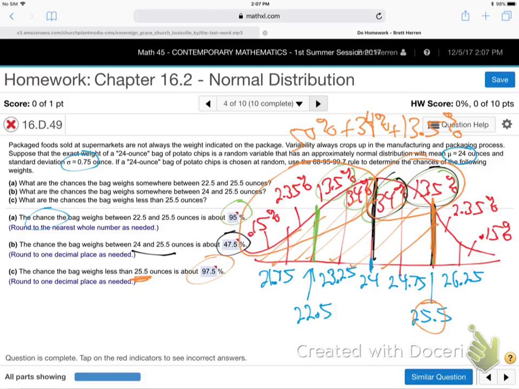Is that good? That means if you grab a bag of chips at the store, it says 24 ounces. It won't be exactly 24 ounces. The chance you'll get 25.5 or less is pretty good. It's a 97% chance. So every now and then you might get more than 25.5 ounces, but it's rare. That's how they control manufacturing processes. That's one of the measures of it, is they use statistics like this and bell curves.